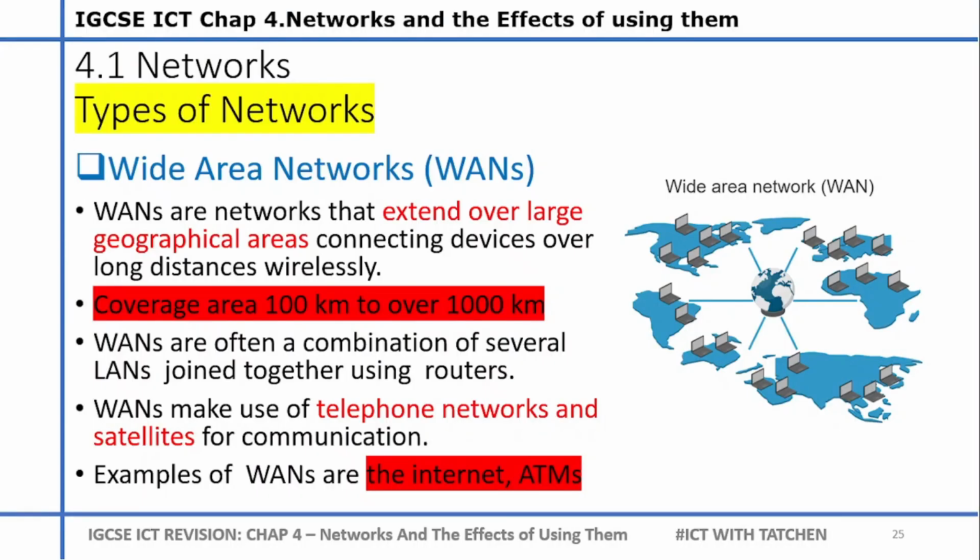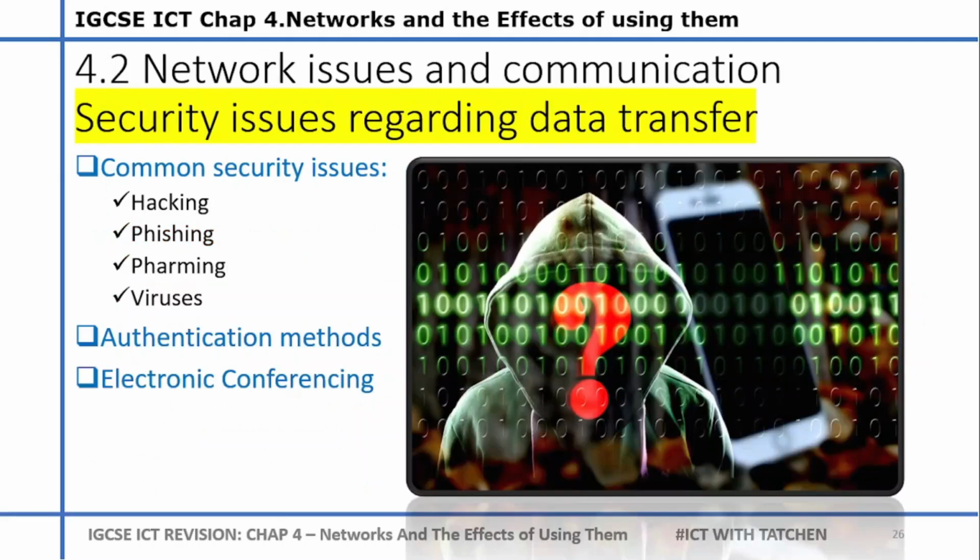We will continue from here to look at network issues and communication. For network issues and communication, we're looking at security issues. Basically, we'll start with security issues regarding data transfer. So the most common security issues you will face during data transfer are things like hacking, phishing, pharming, and viruses. And also we'll look at authentication methods.